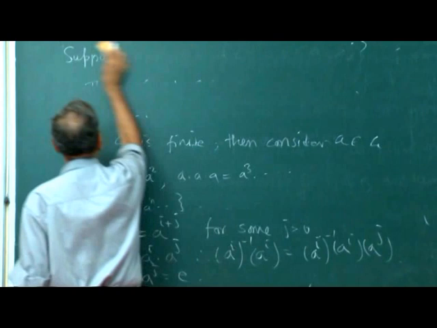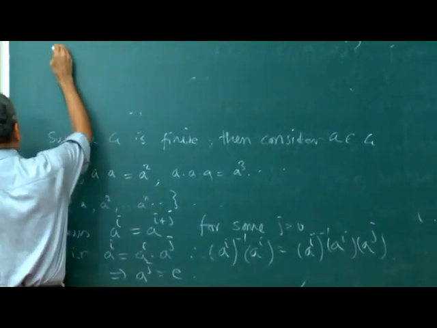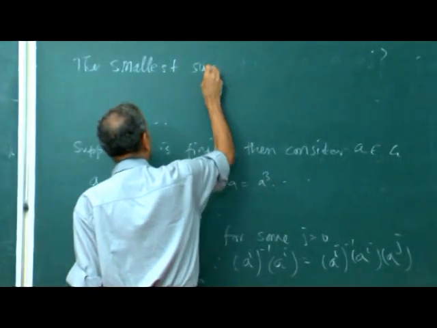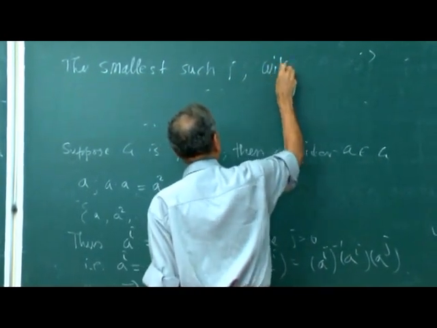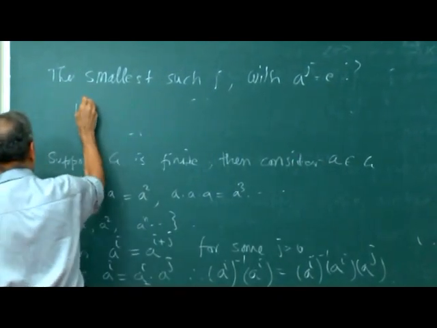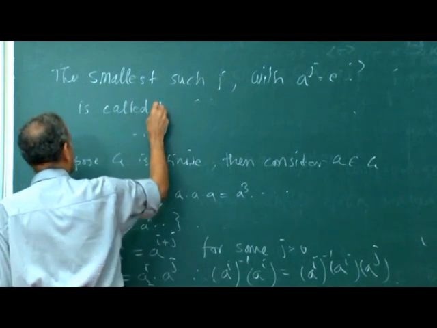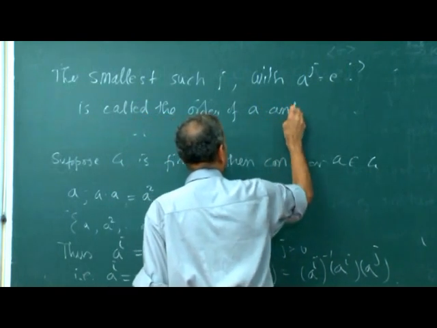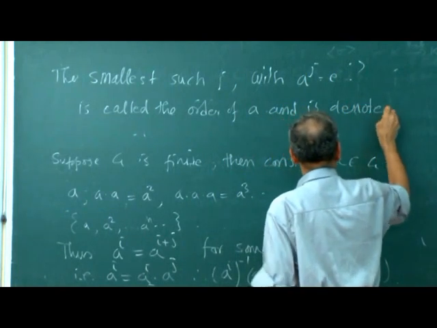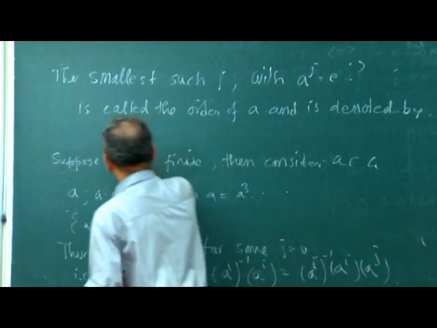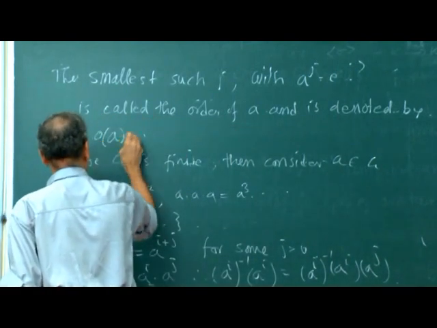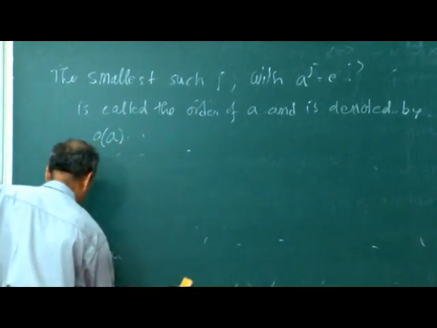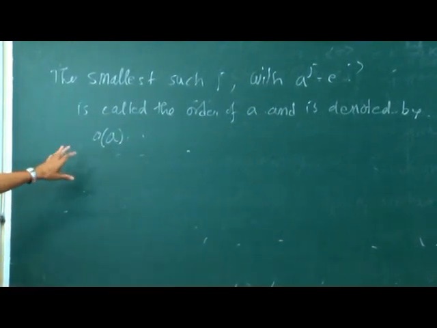Thus, the smallest such j with A raised to j is identity is called the order of A, and denoted by A raised to order A. So, order of A is the smallest integer j such that A raised to j is identity.